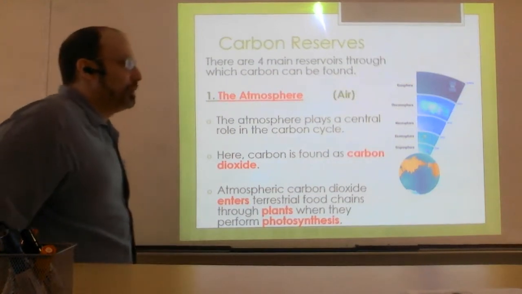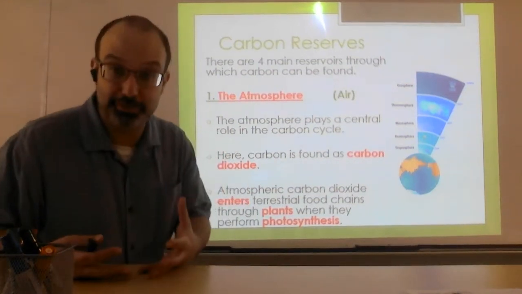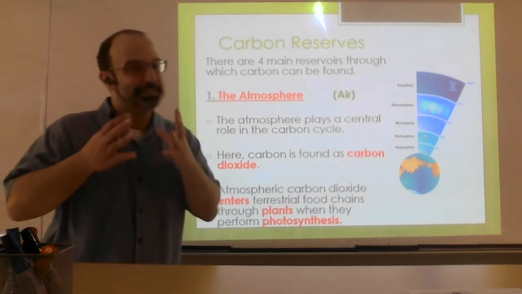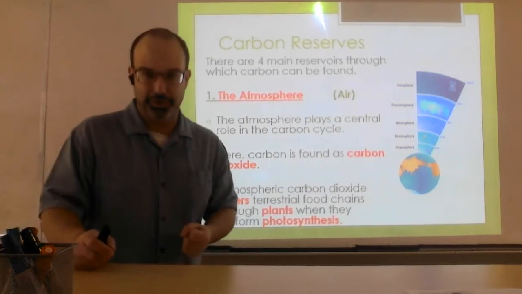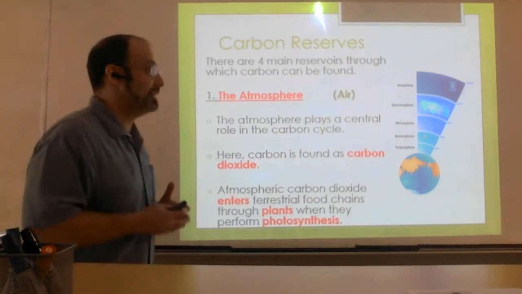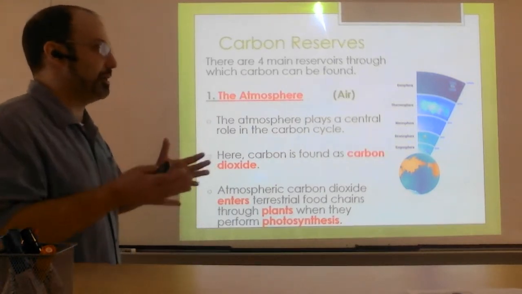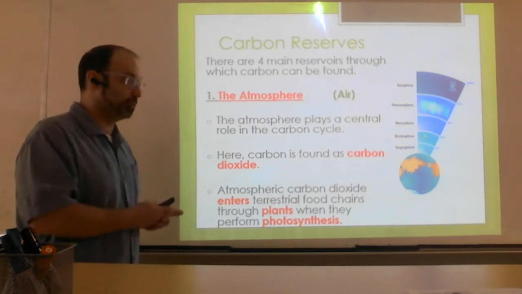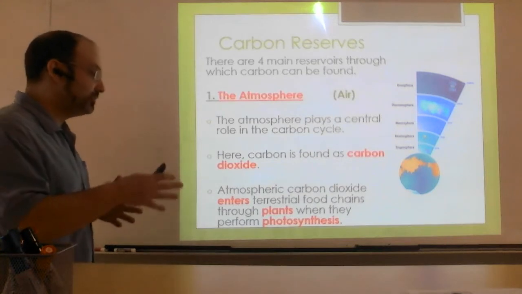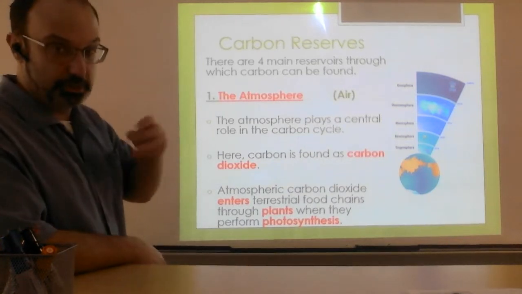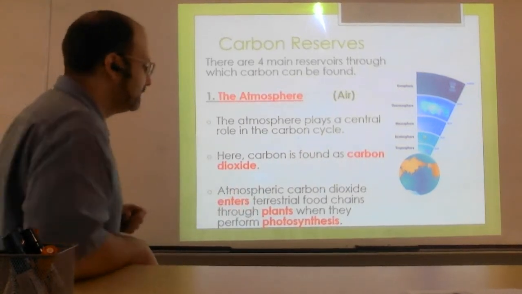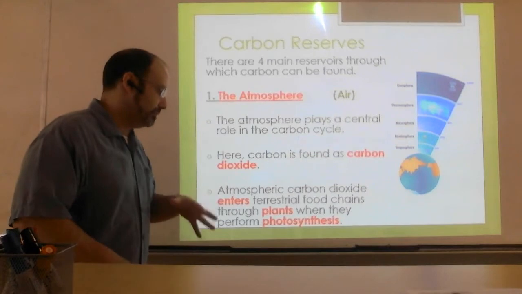Okay. All of that tied carbon to the atmosphere and to living things. But there is that little hint off to the side of the combustion. There are actually 4 places to store carbon, 4 reservoirs, for lack of a better word. The first one that we've seen is the atmosphere, or the air. The atmosphere plays a central role in the carbon cycle because here you can find carbon as carbon dioxide. Atmospheric carbon dioxide enters the terrestrial, it means land, terra means land in Latin, food chain through plants when they perform photosynthesis.